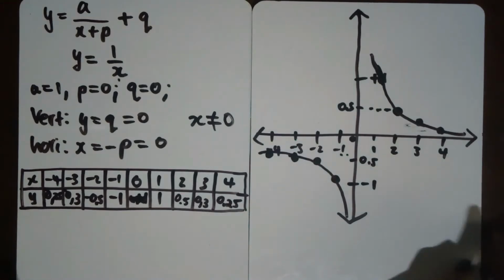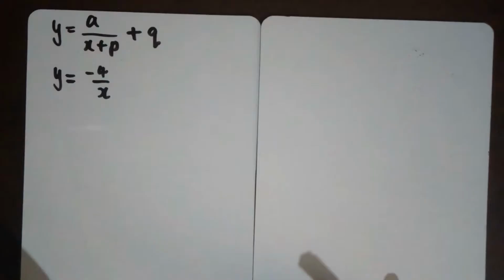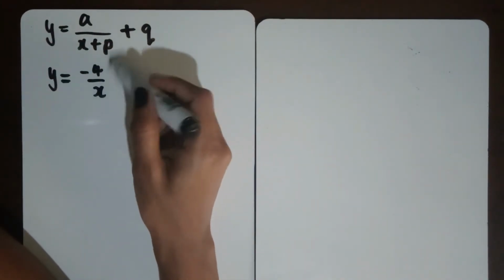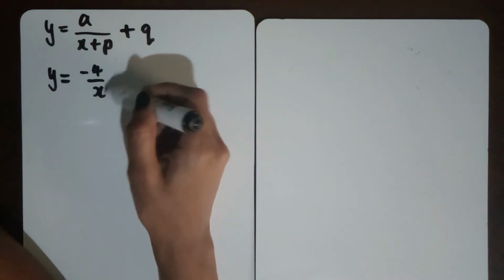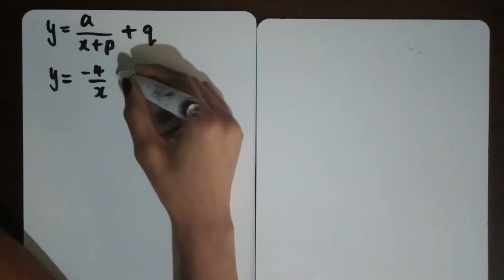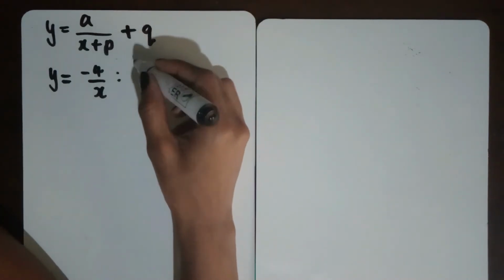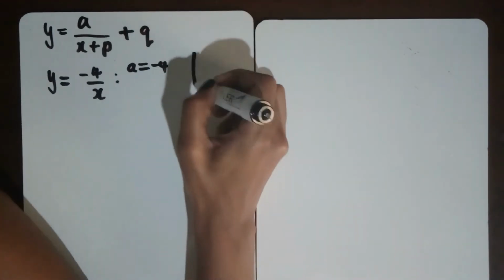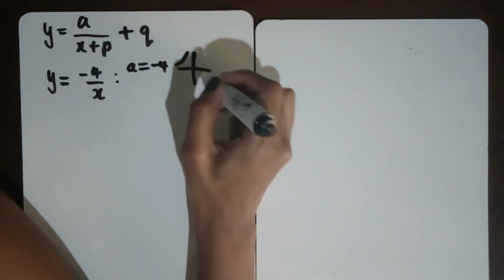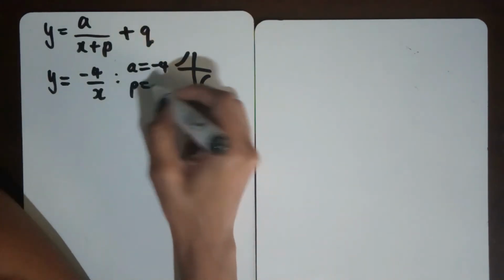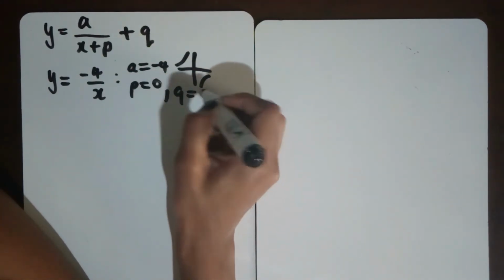So now let us try to draw another function. Let us say we are asked to plot this graph over here where y equals -4 over x. X is there, you see, it's your denominator. So it is a hyperbolic function. So we can already deduce from here that a is actually -4. If a is negative, it means our hyperbola is going to be in the second as well as the fourth quadrant, right? And then p is equal to 0, q is equal to 0 as well.